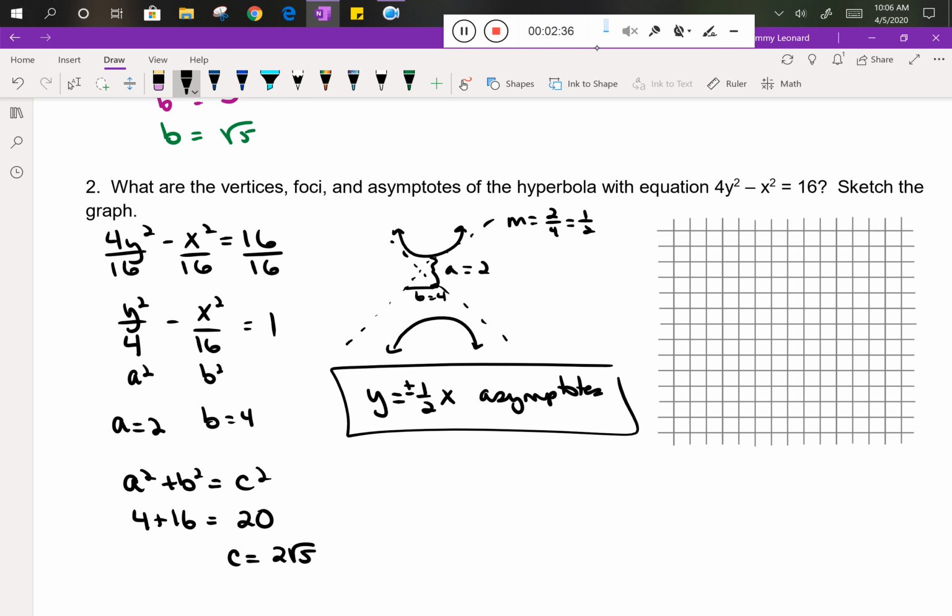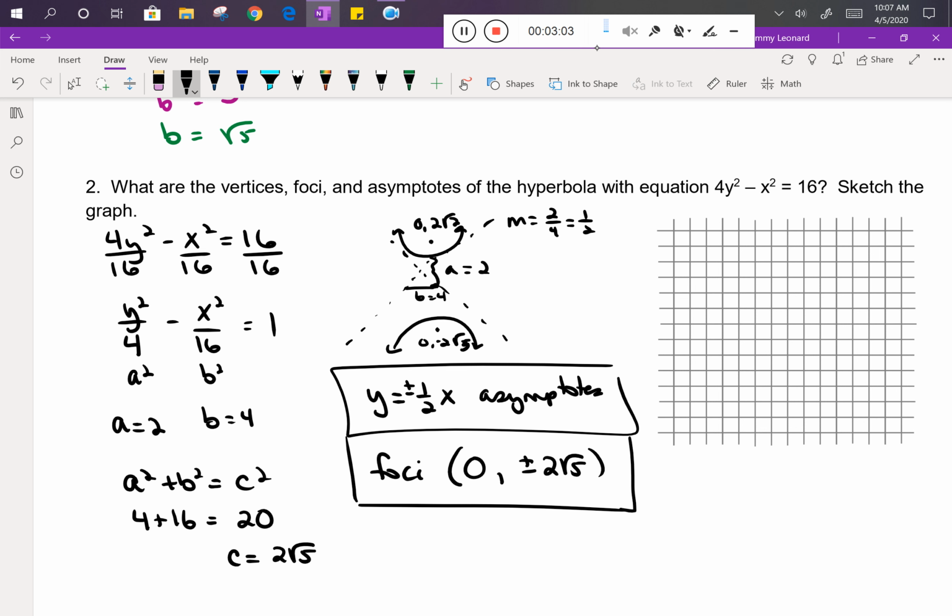So we know that the foci are above the origin and below the origin by a distance of 2 root 5. So I'm still at 0. I haven't gone left or right, but I'm either up 2 root 5 or down 2 root 5. So the foci are the points 0, comma, plus or minus 2 root 5.